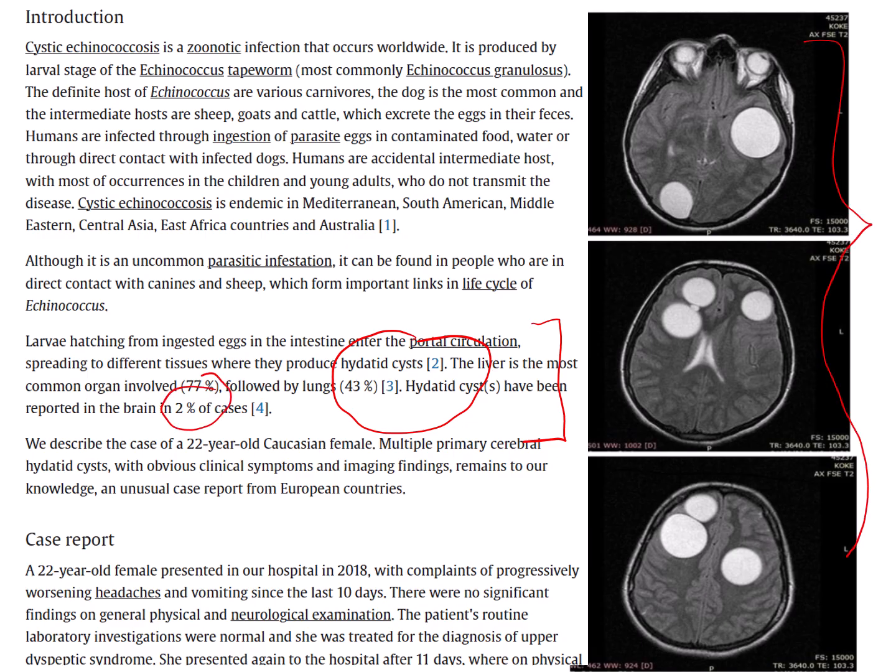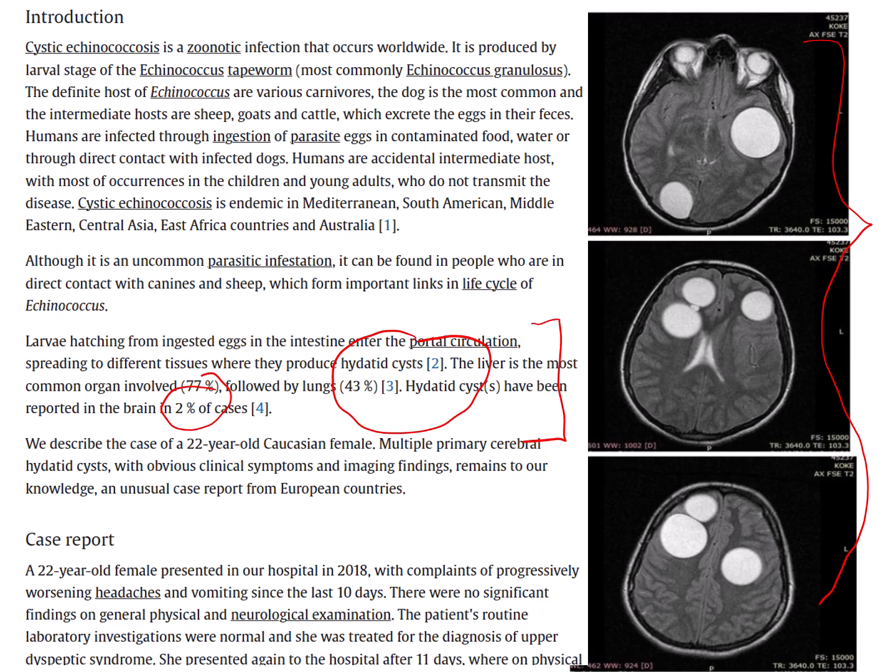These images on the right come from the brain of a 22-year-old Caucasian female with multiple cerebral hydatid cysts. So what happened was she came in because of worsening headaches and vomiting for about 10 days, and then they found these cysts. Ultimately, she underwent surgery and took anti-parasitic medications. Eventually, they had a follow-up and showed, luckily, that she had no new cysts detected in the brain or in other organs.